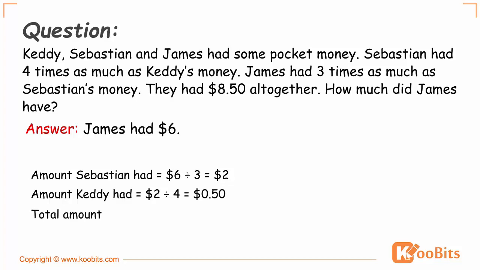The total amount they had altogether is equal to $6 plus $2 plus 50 cents equals $8.50. This corresponds to the value given in the question. Therefore, we know our answer is correct.